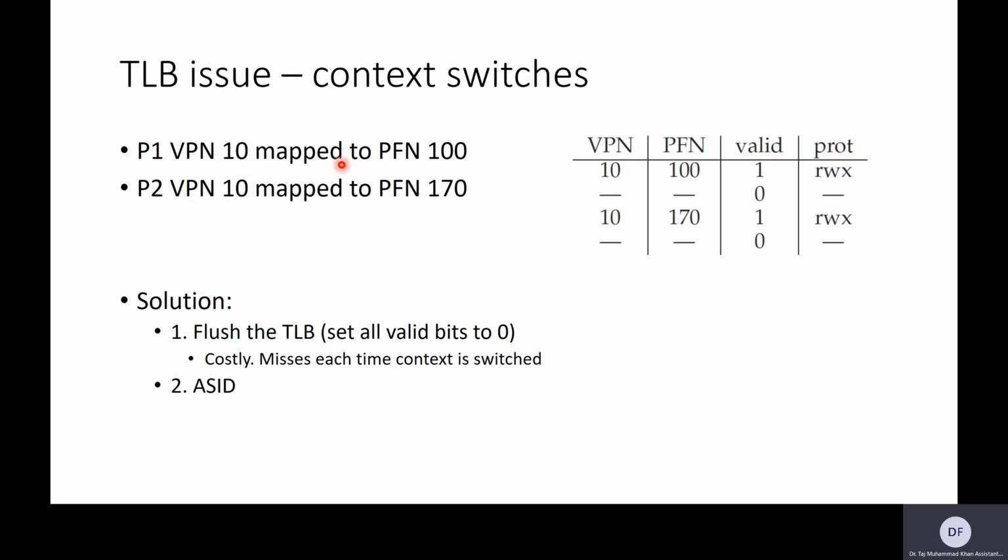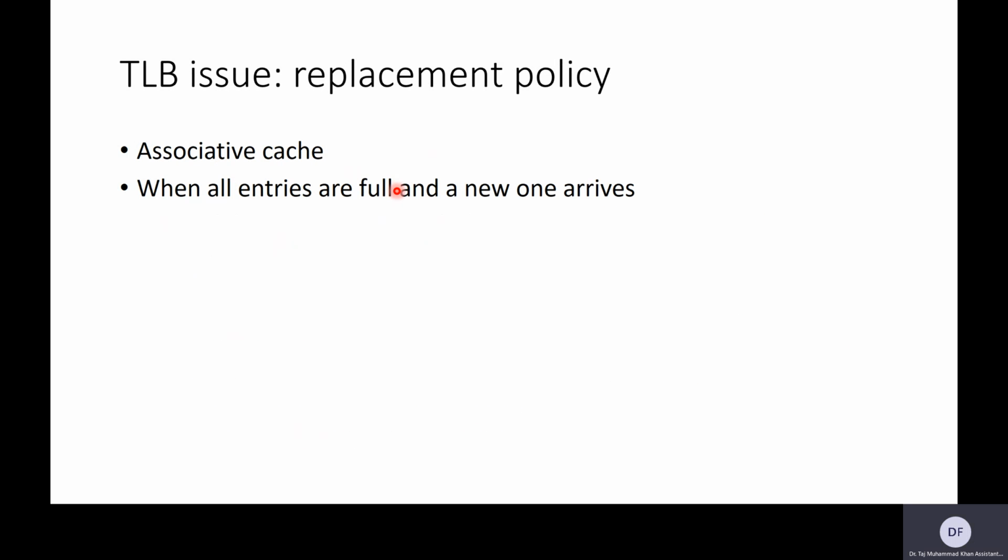So once the TLB is full and a new TLB entry arrives, how do we update the TLB now that it is full? There is no empty space inside the TLB. We'll have to forcefully replace one of the TLB entries, overwriting one of them with the new one. So the decision of how we choose which entry will be overwritten by this new entry is called the replacement policy. There are different replacement policies for TLB entries.